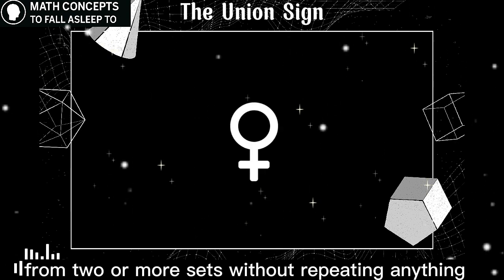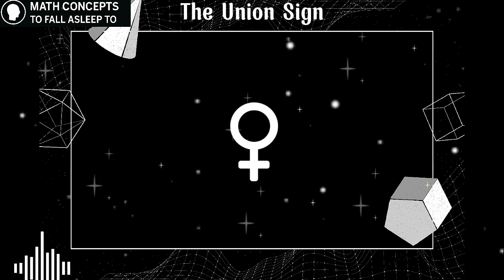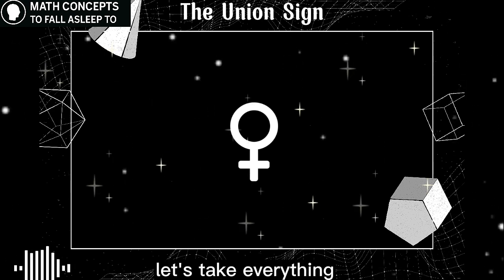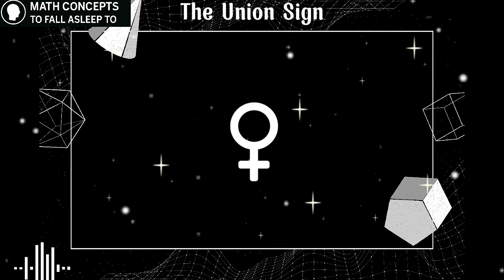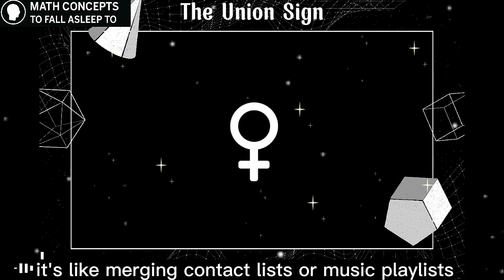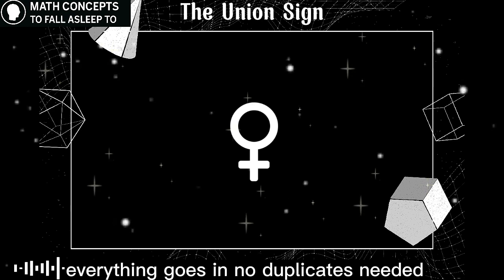Meaning and function. The intersection symbol is used to find what's common between 2 or more sets. It answers the question, what do these groups have in common? It's like drawing a Venn diagram and looking only at the overlapping part in the middle.